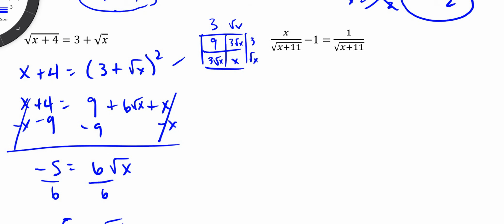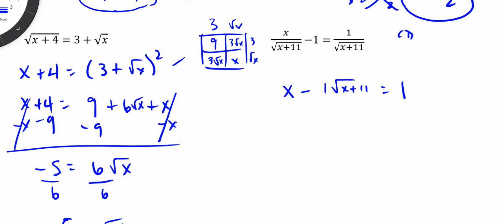Let's take a look at this last one. This one's kind of tough. First thing I would do here would be make a common denominator, right? So if I have a common denominator, I don't have to worry about the denominators anymore. So I'd have x minus 1 times the square root of x plus 11 equals 1. Where the heck am I getting that?